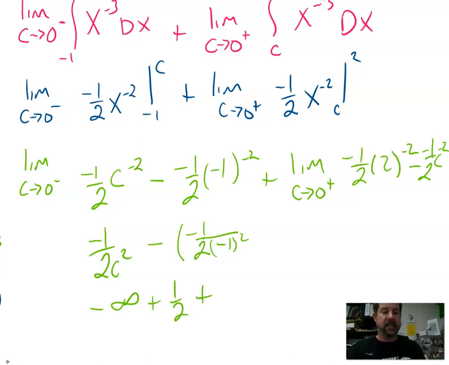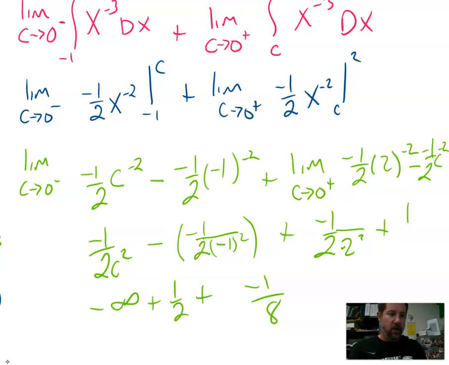And then plus, same thing here, as I approach 0, I get negative 1/2 over 2 squared. So this is plus negative 1/8. And then here, same thing. And I guess I probably could stop right now because I see I've got this negative infinity. But if I evaluate this one back here, I'm going to get plus 1 over 2 times c squared. And again, really small number, so plus infinity.